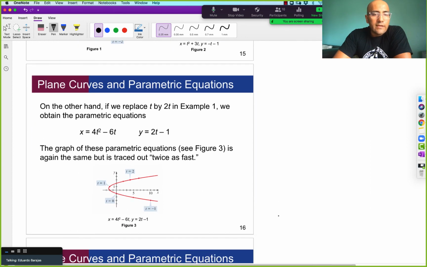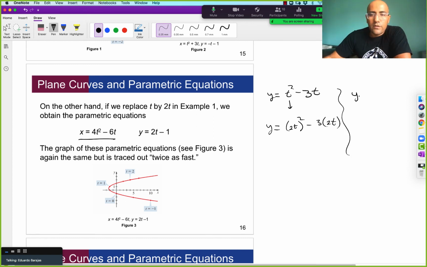On the other hand, if we replace t by 2t in example 1, we obtain the parametric equations here and here. Right? So that equation is found by looking at x equals t squared minus 3t and replacing each t by 2t. So we get 2t squared minus 3 times 2t, and that's how we get this equation here. And then the other one was y equals t minus 1. So if we replace the t with 2t, we get 2t minus 1.